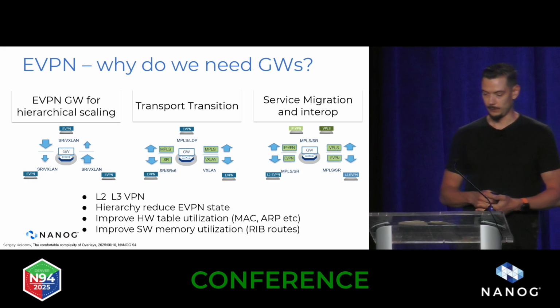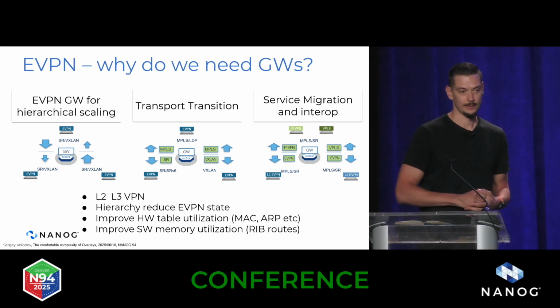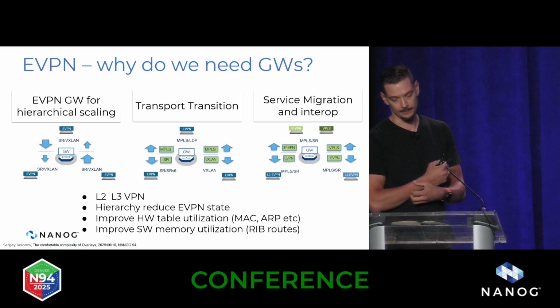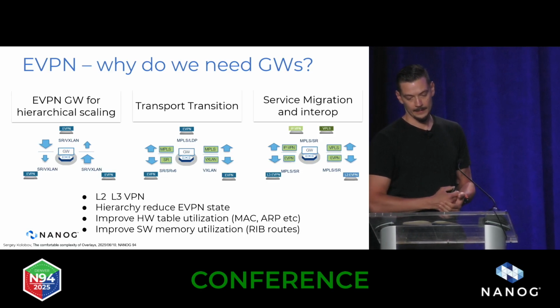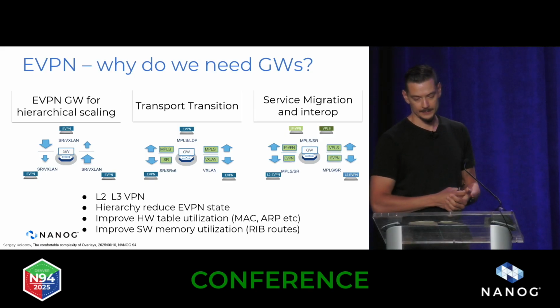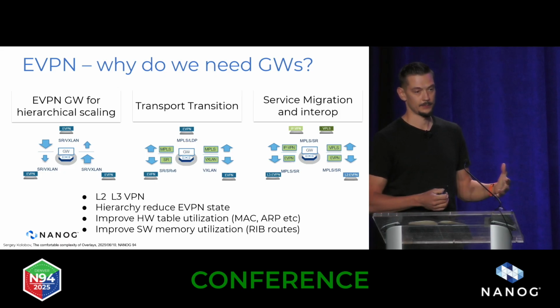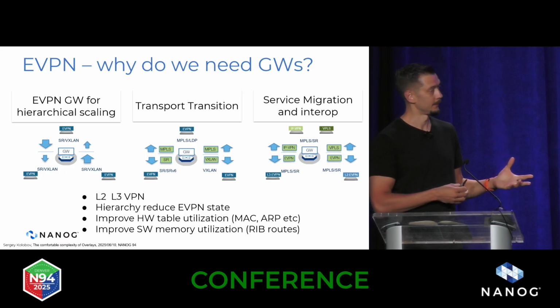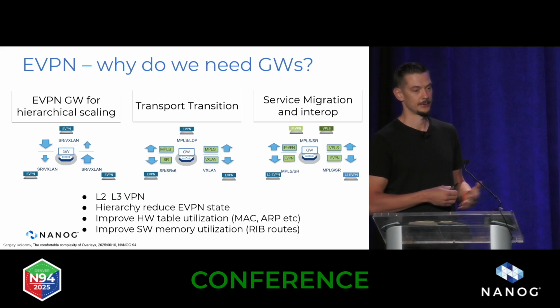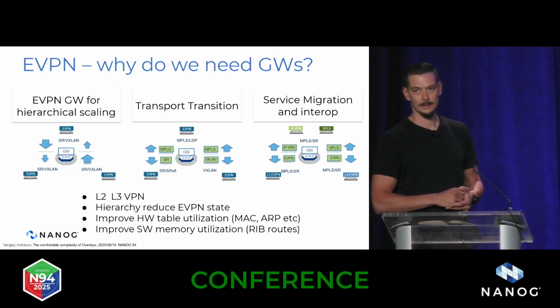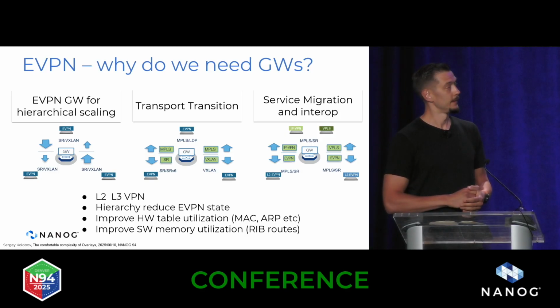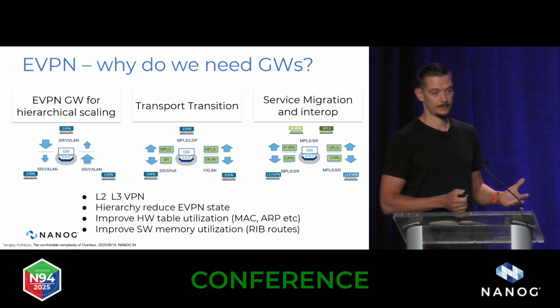So where else do we need VPN gateways, and where and how can we use them? I think because it is standardized, it is an option for us to scale out, and we'll talk in detail about how we can do that and what extensions EVPN provides for that. It also gives us an option for transport transition between different types of encapsulation and service migration, and the interop, of course, is there as well.